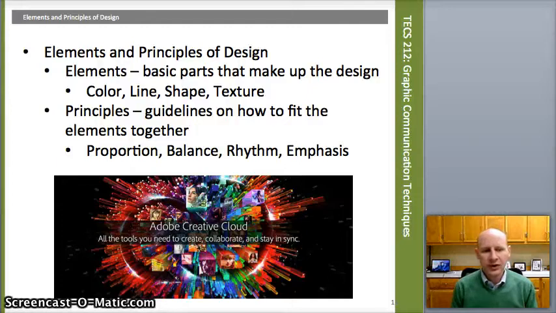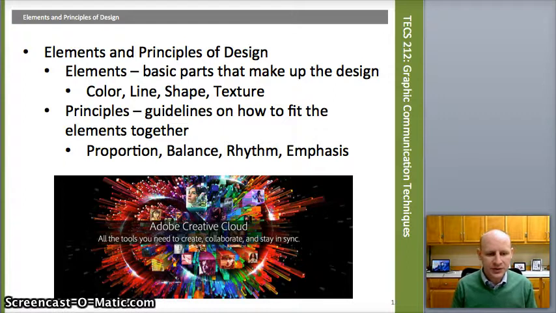So our previous lecture covered the elements of design, and this lecture now is going to cover the principles of design. Whereas the elements are kind of an analysis where we break apart a design and look at each individual part, the principles of design are more so a synthesis where we combine things together and talk about how they fit together.